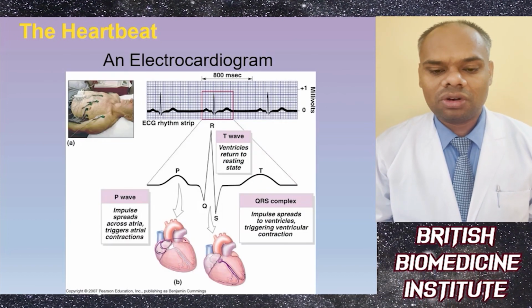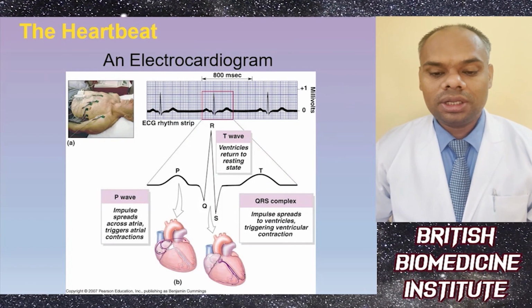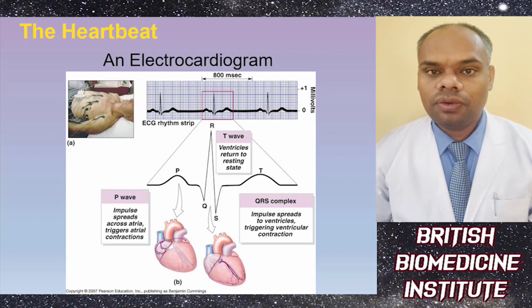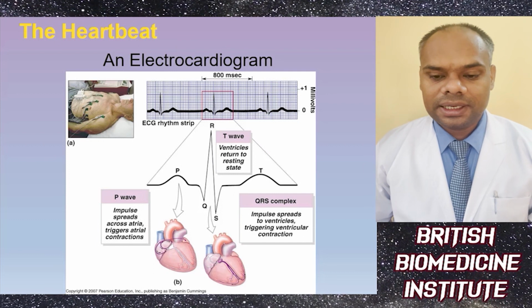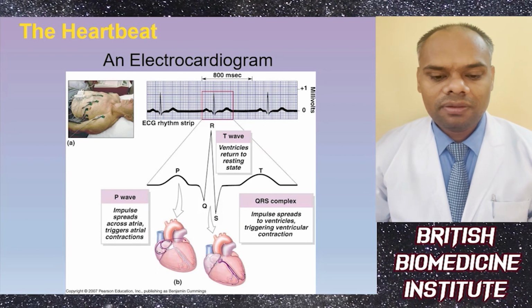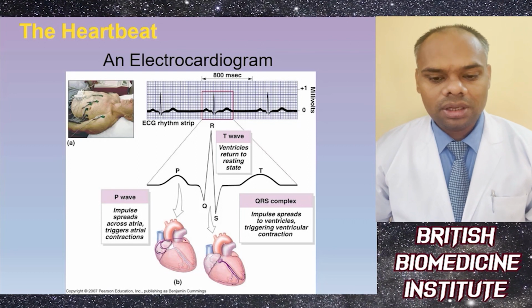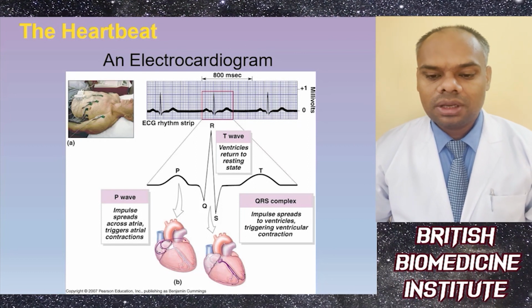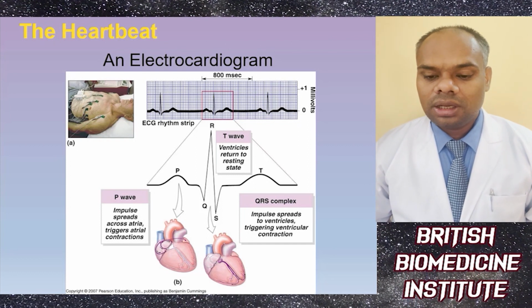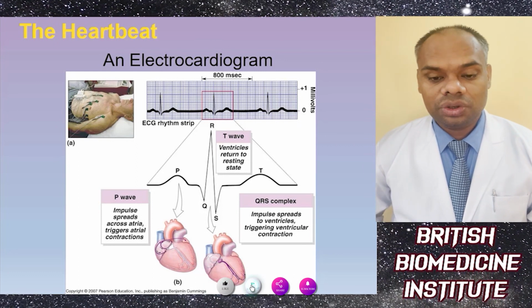So this is an electrocardiogram of a patient where an ECG rhythm strip has been generated in the PQRS form for 800 milliseconds. In the P wave, the impulse spreads across the atria. It triggers atrial contraction, and in the T wave the ventricles return to resting state, and in the QRS complex the impulse spreads to the ventricles, triggering ventricular contraction.